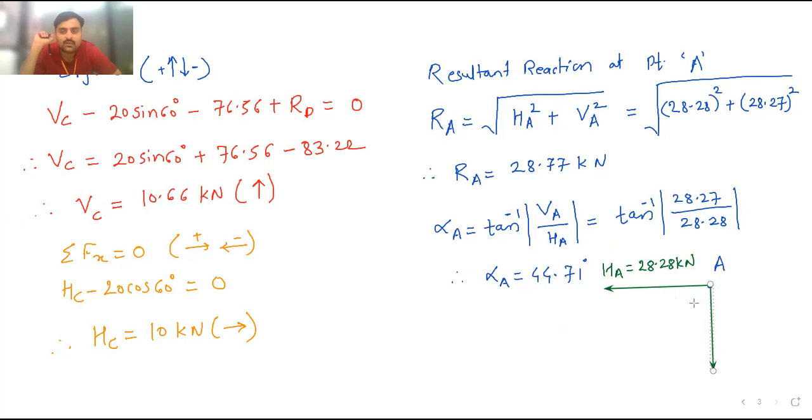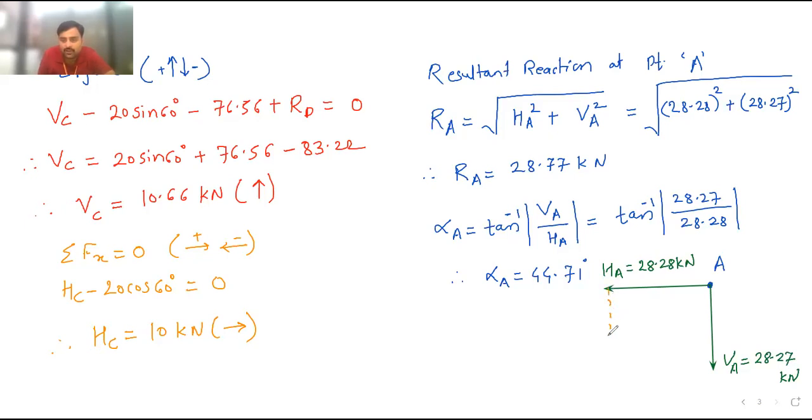Okay, so 44.71 is also correct, 44.98 is also correct. Okay, that much of difference is there. So now this VA, I will write the value of VA. It is 28.27 kilonewton.